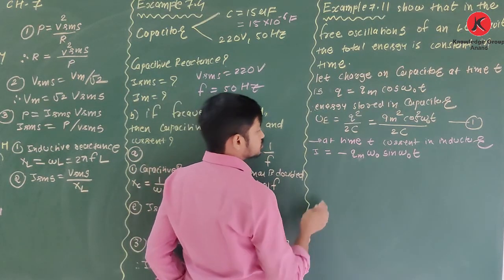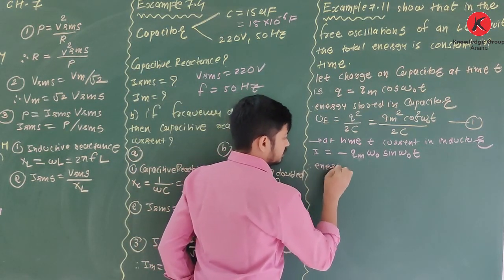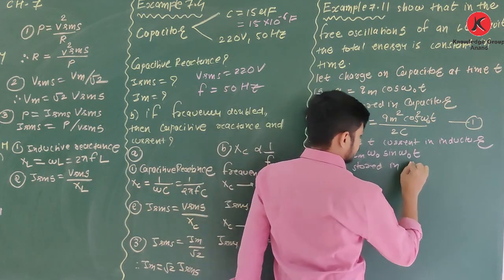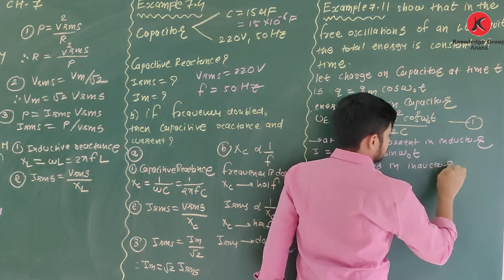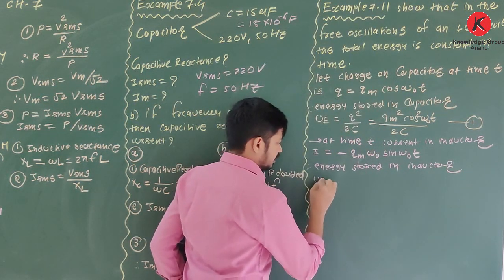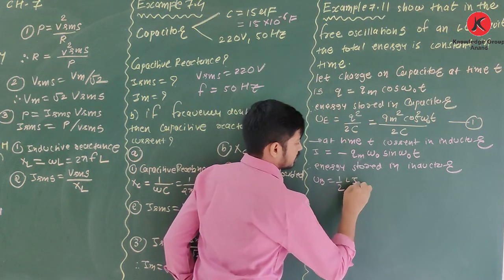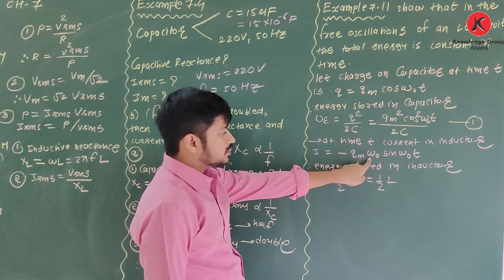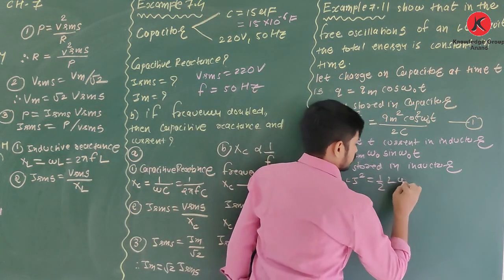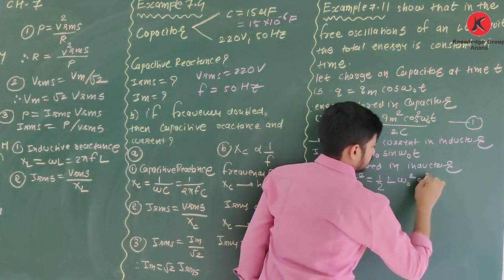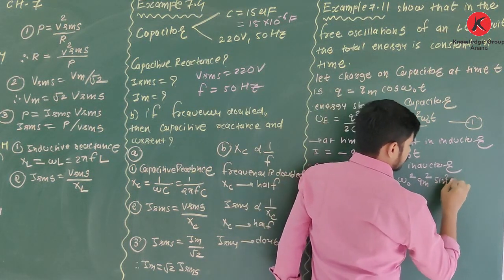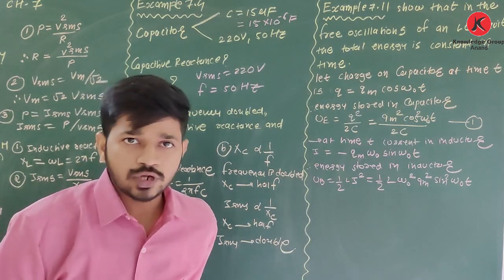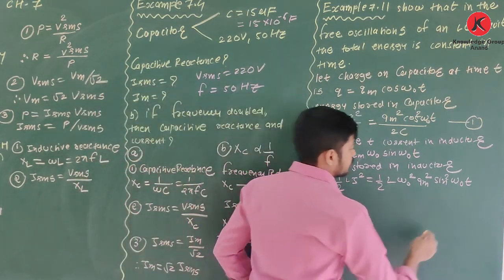Then what is the energy stored in the inductor? Therefore, energy stored in the inductor, UB is equal to half L I square. Squaring this equation, it is half L omega 0 square Qm square sin square omega 0 t. Any doubt? Now we know one relation.